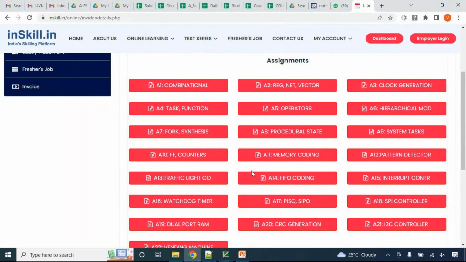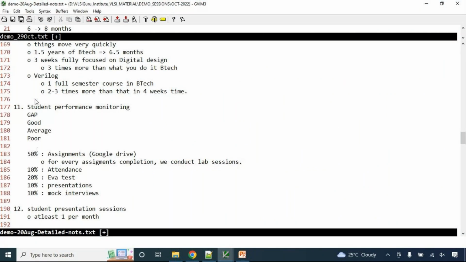So during our performance monitoring, we give 50% weightage to assignment completion. So if you have done the assignments, you have done 50% of your work. 10% is for attendance. Are you attending the sessions or not? That is not a very important criterion, but 10%. Then we'll be conducting evaluation tests.